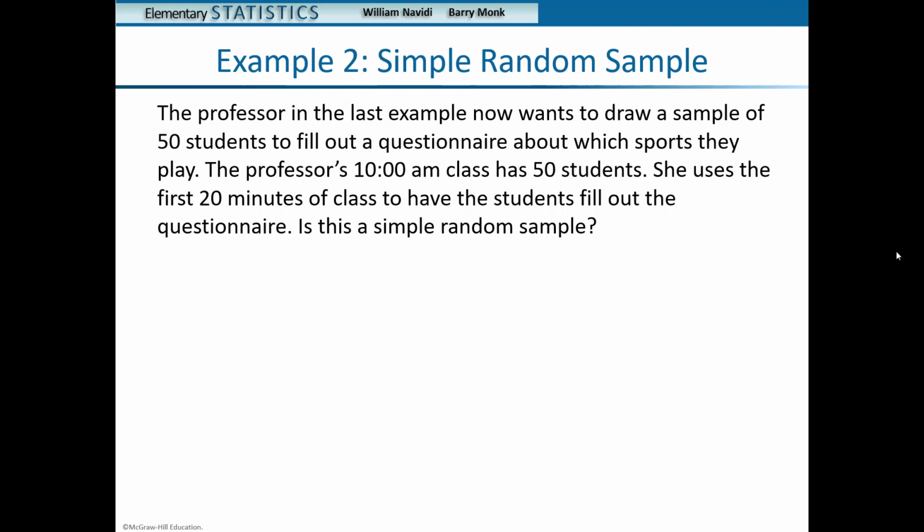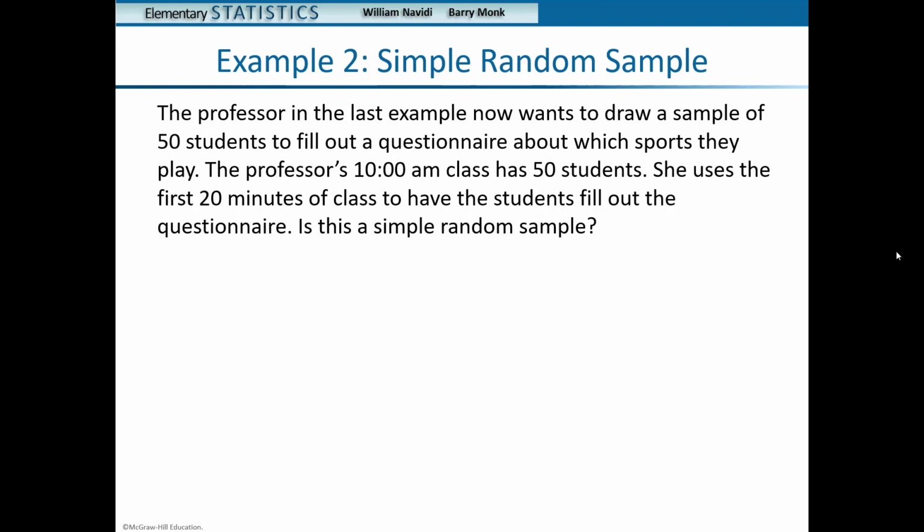So if we look at the process involved in this sample collection process, it does not qualify as a simple random sample, right? Because for a simple random sample, basically every group of 50 students would have to have an equal chance of being selected as the sample, right? But that's not the case here, right?